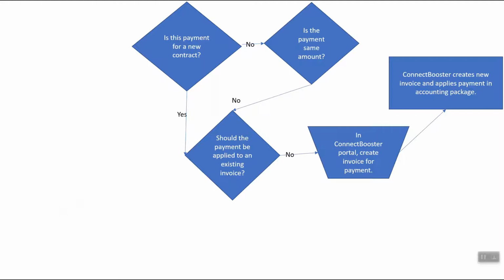A new invoice will be created for any payment that doesn't have a vendor invoice number, is a new contract, or the same contract but a different payment amount. Once the invoice has been saved with the payment and it has been submitted to the accounting software, it will be used as a template for future payments.